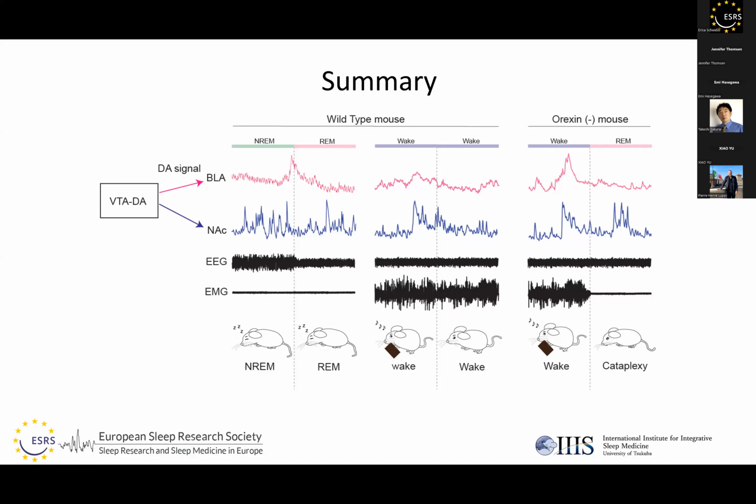Specifically, in narcoleptics, DL levels in the BLA increase to a higher level in response to positive emotional stimuli, suggesting that orexin might act as a gatekeeper of DL levels in the BLA during wakefulness to inhibit cataplexy.